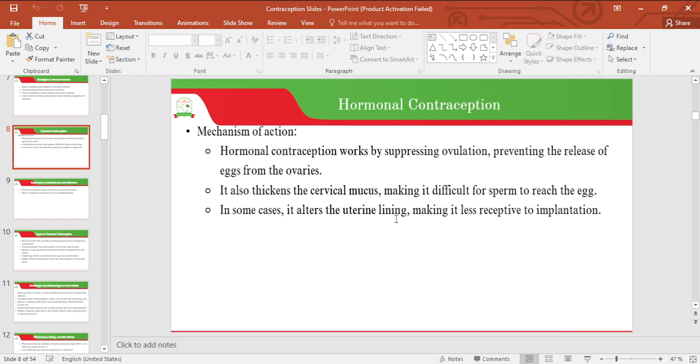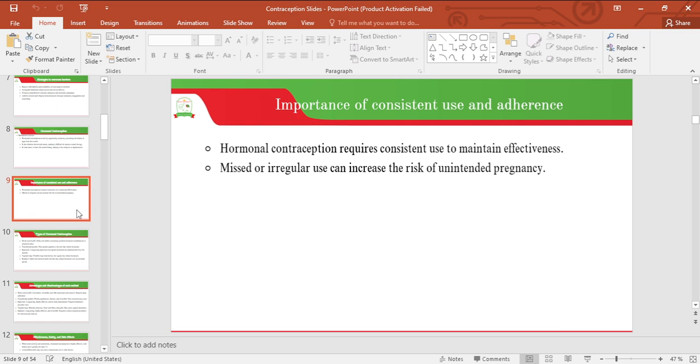Then in some cases, hormonal contraceptions alter the uterine lining, making it less receptive for implantation to take place. Let's look at the importance of consistency and adherence. Hormonal contraception requires consistent use to maintain effectiveness. What do we mean by this?